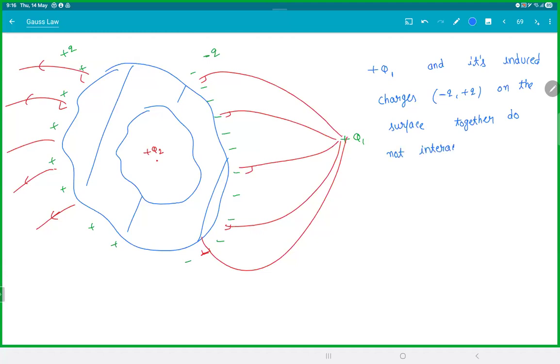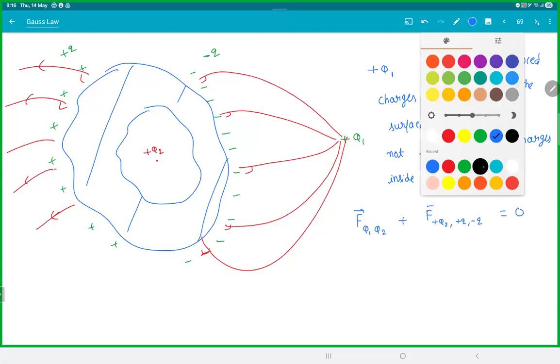Because force between two charges is independent of medium. Together they do not interact with charges inside the cavity. That means if I write this in a vector form, the force between Q1 and Q2 plus the force between Q2 and the plus Q and minus Q together, this sum is zero. Are you clear with this?